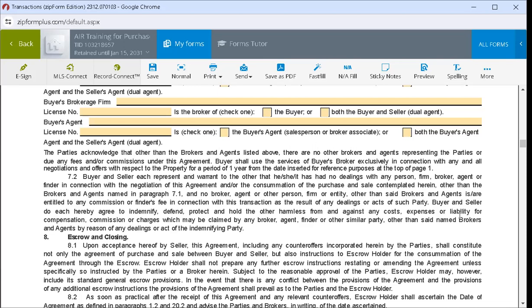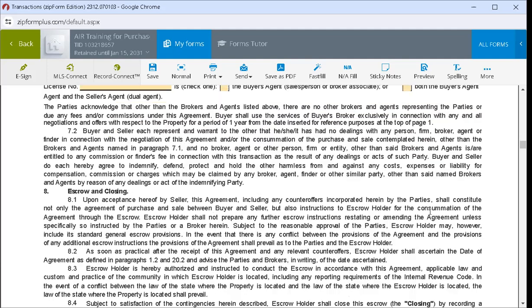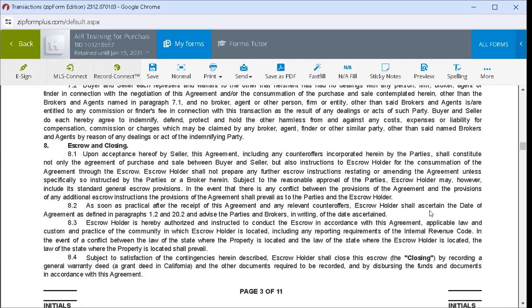And 7.2 is just saying that the buyer and seller represent that they've had no other dealings with any person or firm in connection with the purchase and negotiation of this agreement. Okay.